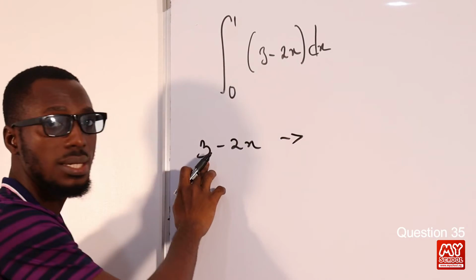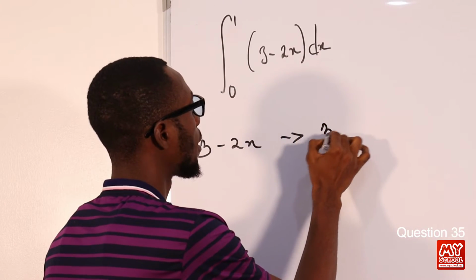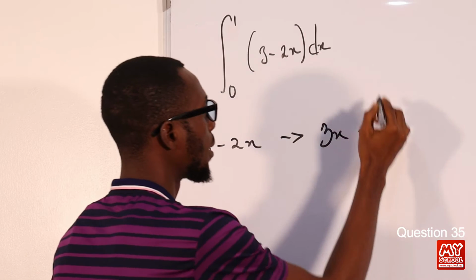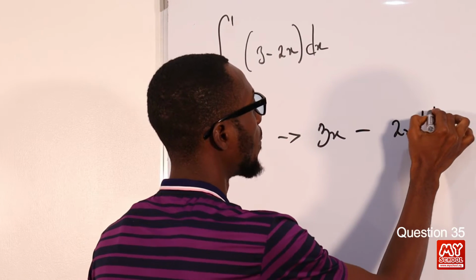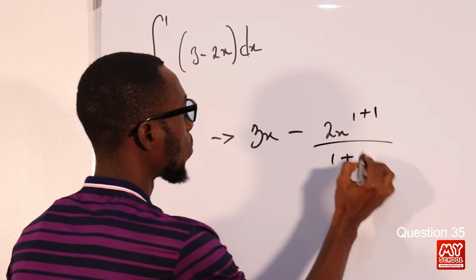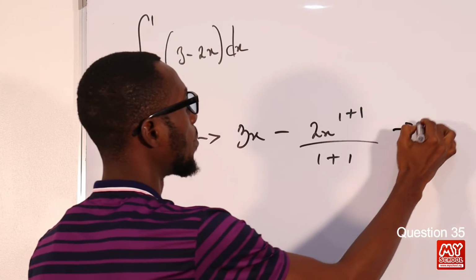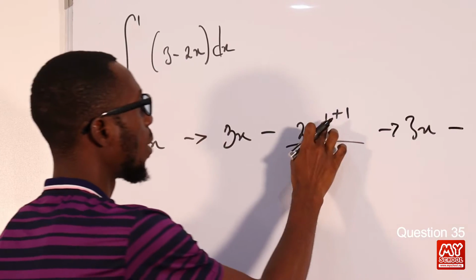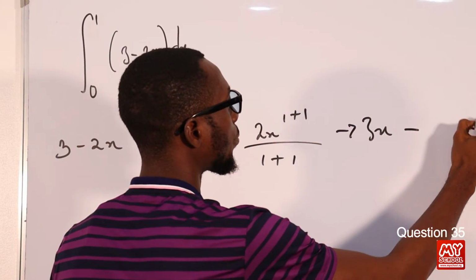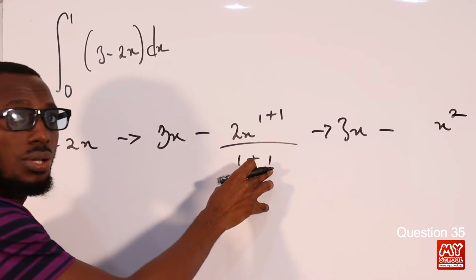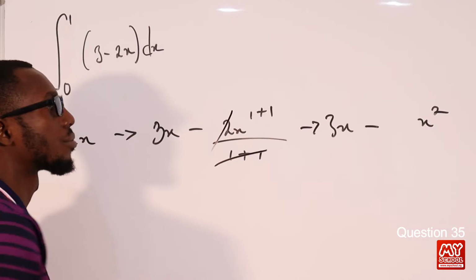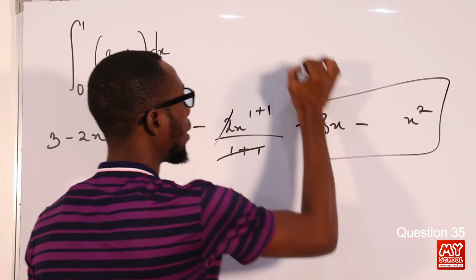Remember, if we integrate this, it should give us 3x. If we integrate this, remember it is x to the power 1 plus 1 over 1 plus 1. Whatever you have as the power, you add 1 to it. So this tells me 3x minus x squared over 2, since 1 plus 1 is 2, and 1 plus 1 is also 2. So 2 strikes out 2. So this is what we have left.